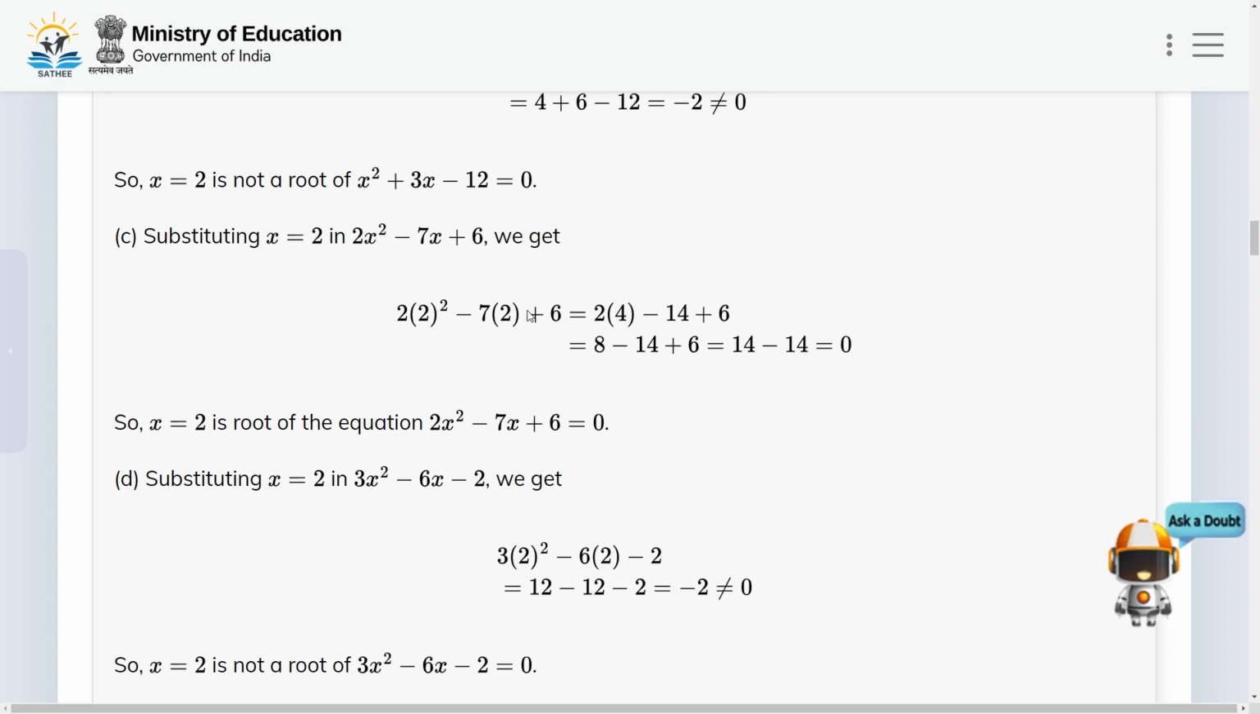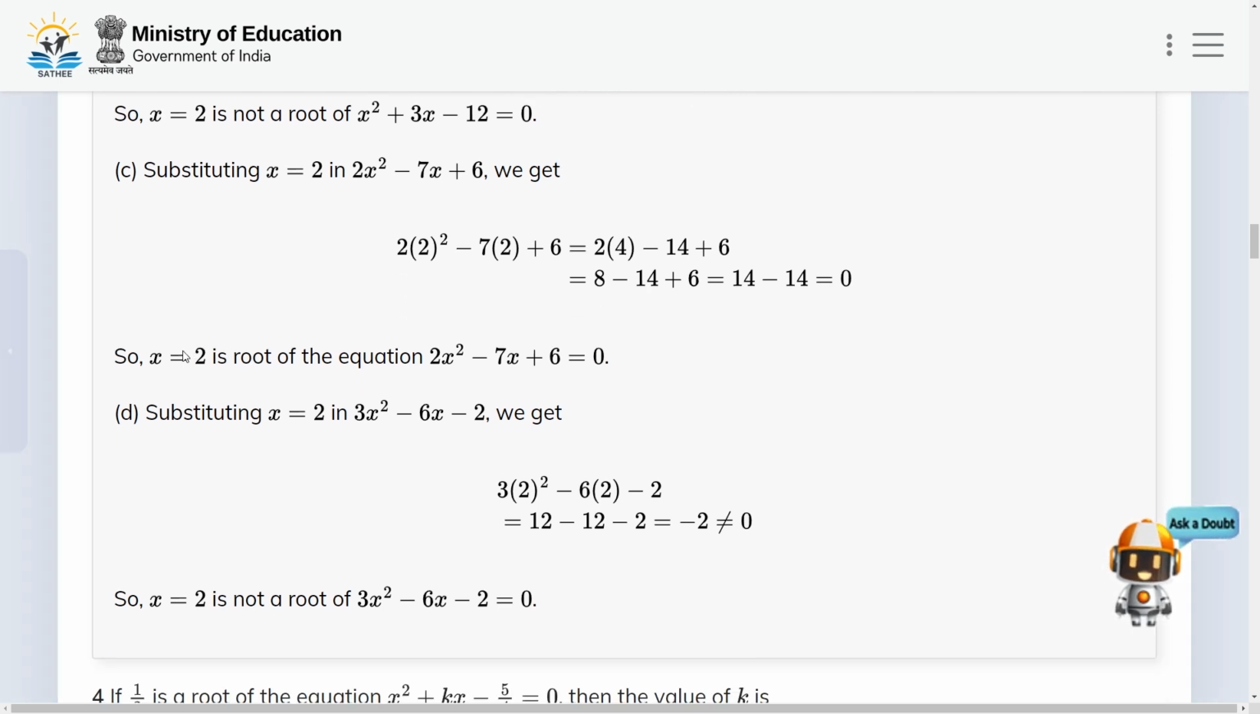So x is equal to 2 satisfies the equation 2x square minus 7x plus 6. Okay, so x is equal to 2 is a root of the equation 2x square minus 7x plus 6 is equal to 0. So here the correct answer is option number C.